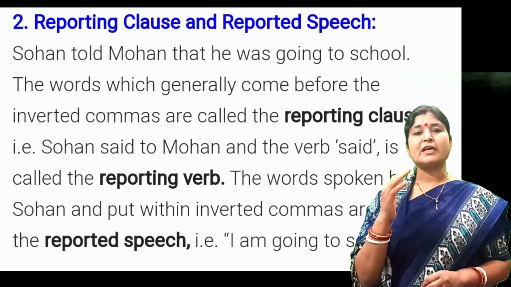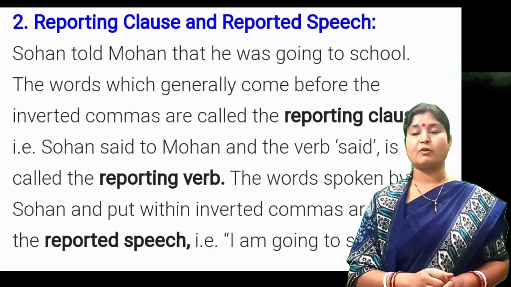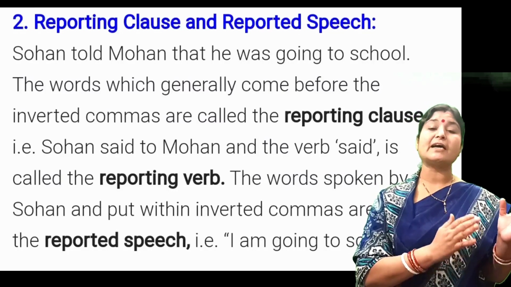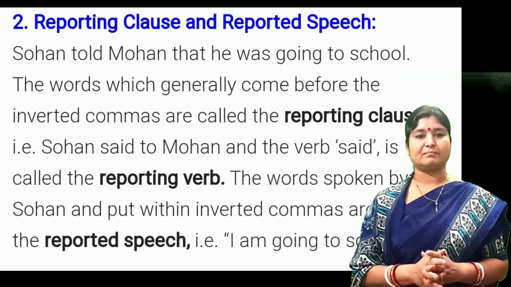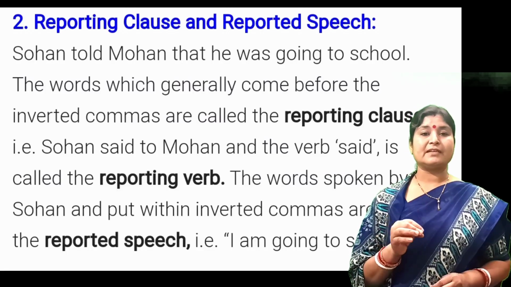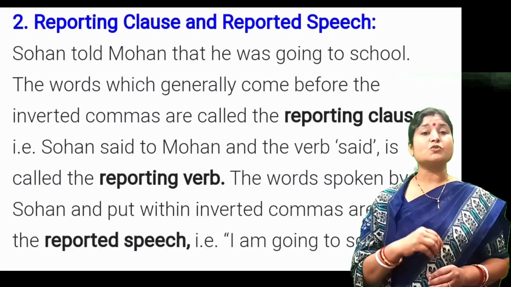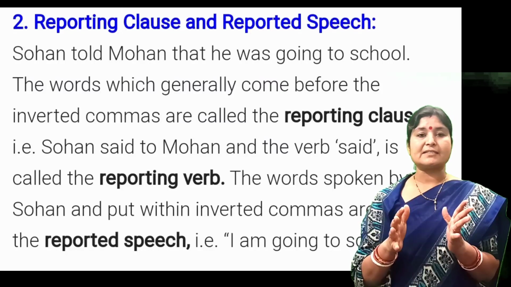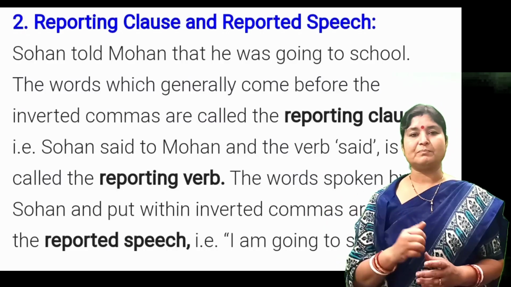The words which generally come before the inverted commas are called the reporting clause. That is, Sohan said to Mohan. And the verb said is called the reporting verb. And the words spoken by Sohan and put within the inverted commas are known as the reported speech. For example, "I am going to school."